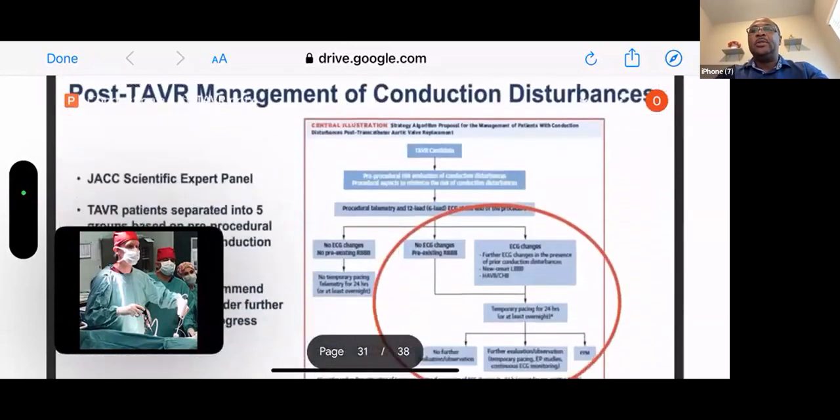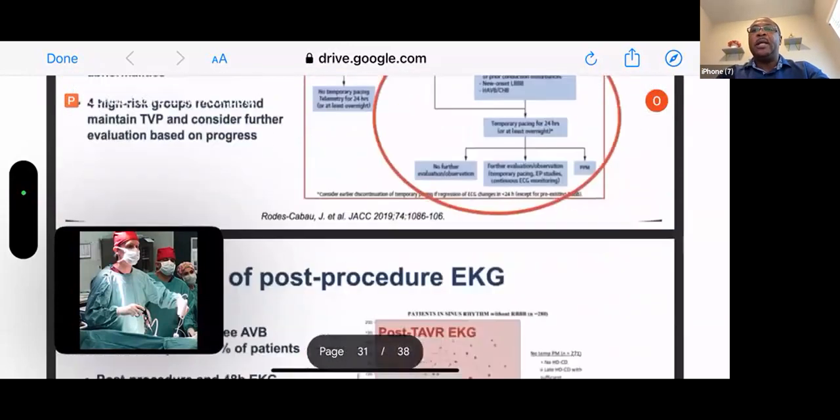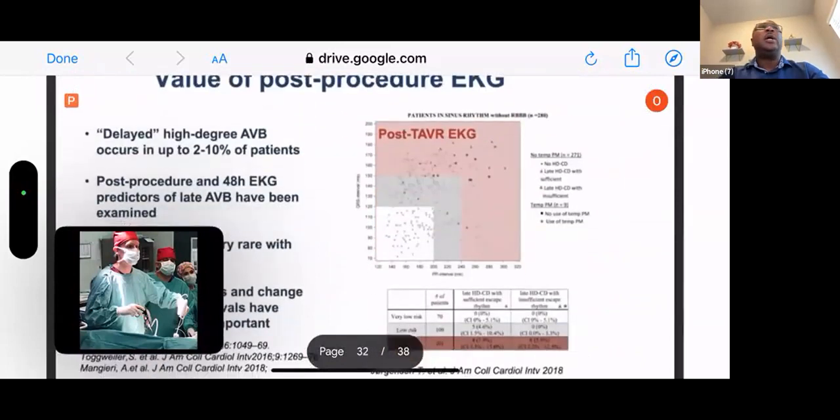All right. So we already went through this slide, so I'm not going to go over that. In terms of what is the value of post-procedure ECG, we know that delayed high degree AV block may occur in about 2 to 10% of patients. So some patients may not have that high degree AV block, but may develop it late.